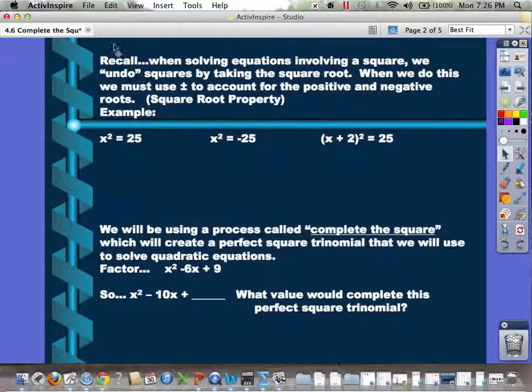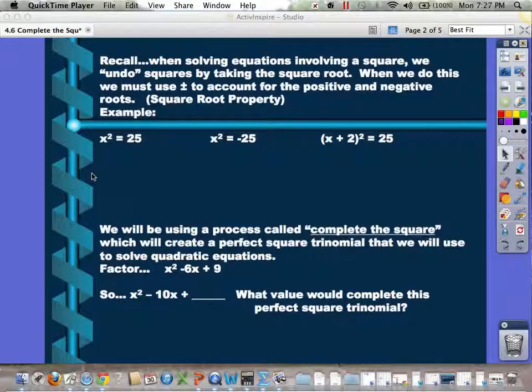All right, so when we're completing the square, we're going to have to remember how to use the square root property. Recall when solving equations involving a square, we had to undo that square by taking the square root. When we do this, we must use that plus or minus to account for the positive and negative roots. Again, that was a square root property. So whenever you do this and you solve these, remember there are two answers, one positive, one negative. So whenever you're solving with square roots, it will be plus or minus in front of that.